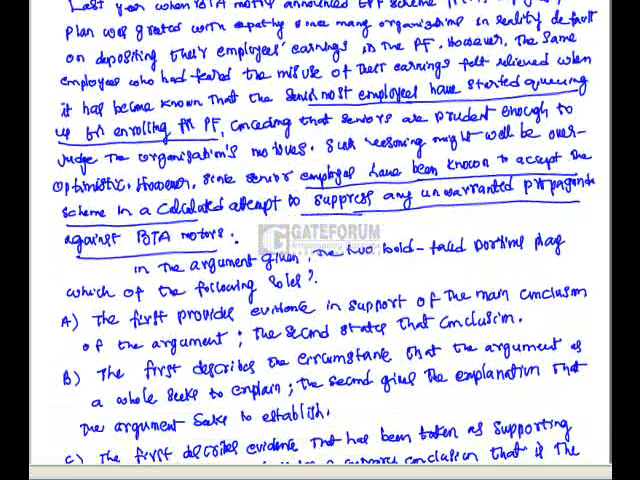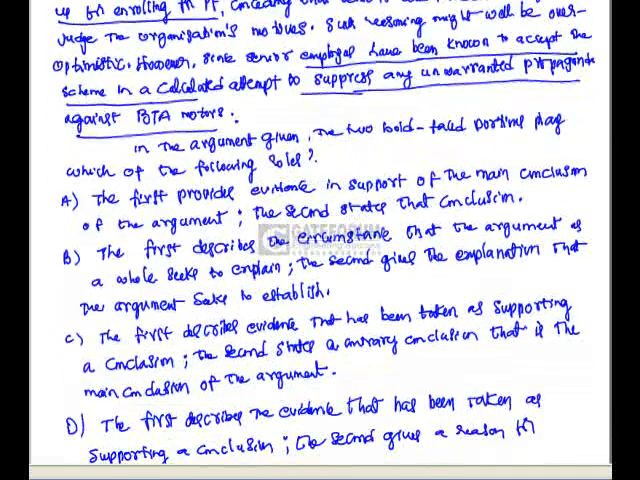Because it is correctly established in the relation between, look at the sentence once again, senior most employees have started queuing up for enrolling for PF. Why? Senior employees have been known to accept the scheme in a calculated attempt to suppress any unwanted propaganda against BTA Motors. That's it. Therefore, the best answer here is D, because D is the best option.